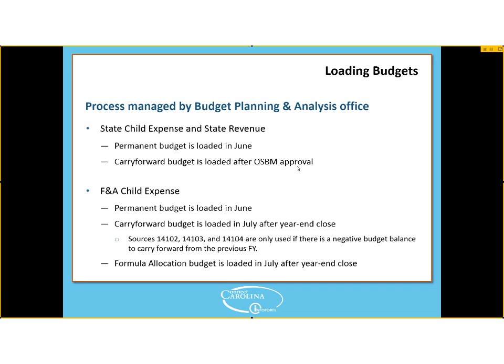Now those budgets by and large are loaded to source 14101. That source is familiar to you. That's the source that you use for almost all of your F&A transactions. However, if you have negative budget balances in sources 14102, 14103, or 14104, those sources will be used to bring forward any negative budget balances that you have from FY16, okay?